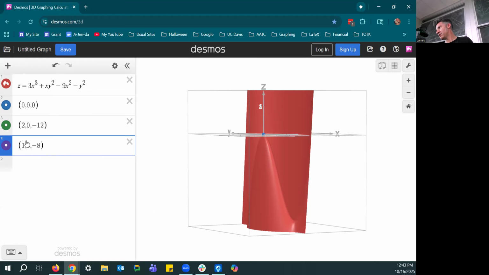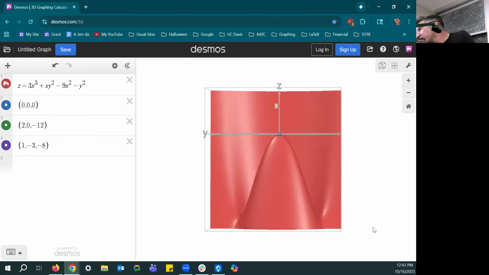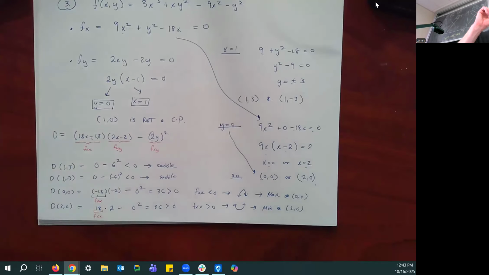It doesn't look like that's it though. Is it? Maybe that's the other one. Maybe that's the 1 comma negative 3, 1. No, I don't see it. I must have calculated incorrectly. Oh well, we'll live. It's somewhere right there. Anyway, the point is the surfaces look like the types of critical points we are finding here, right? That's the whole idea.